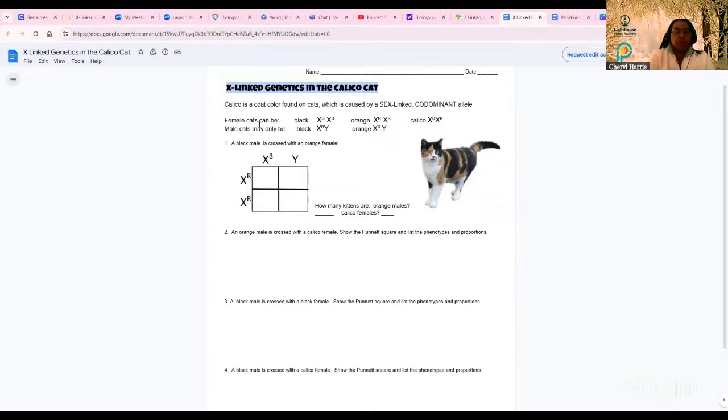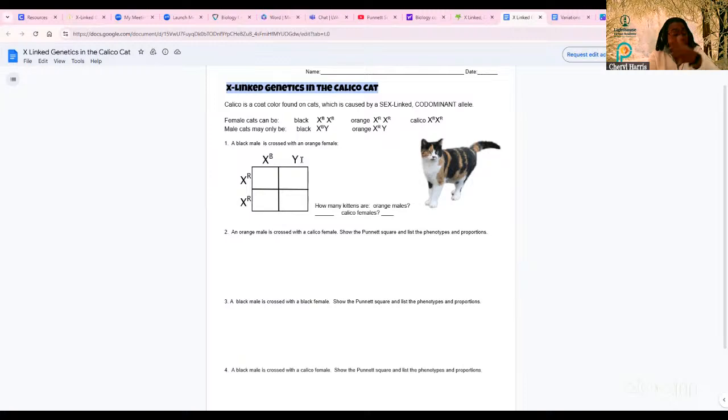So you are going to have to place the letters in the box according to what they tell you. This first one, these are all the possibilities up here at the top for the male, for the female, and for the male. All right, then it asks you, a black male is crossed with an orange female. So you look up here at the top, it tells you that for black, it has to be X with a capital B and a Y. So that's going to be what they wrote at the top.